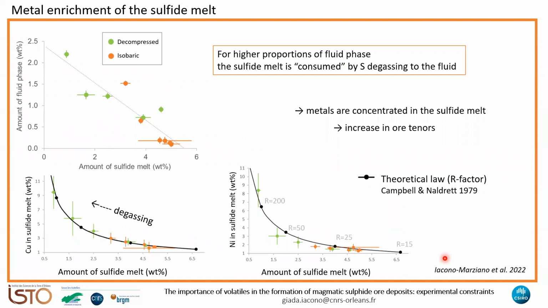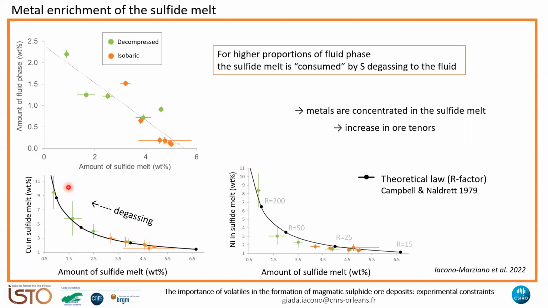Okay, when the proportion of fluid phase is higher, sulfide melt is consumed by sulfur degassing to the fluid, and this is concentrating metals in the sulfide melt, and of course increasing ore tenors. You can see here the copper and nickel contents in the sulfide melt versus the amount of sulfide melt in our experiments. And you see that when the amount of sulfide melt decreases, so the degassing increases, both copper and nickel contents increase. You can also see that the experimental points follow the theoretical prediction by Campbell and Naldrett, their R-factor law.